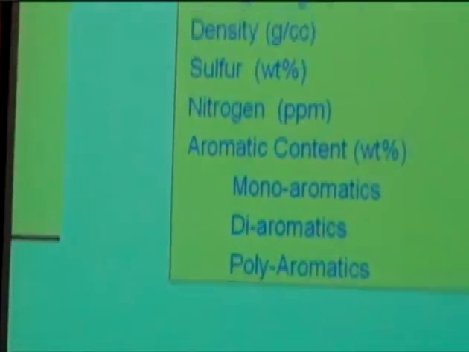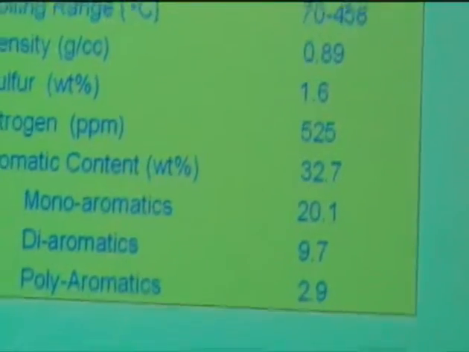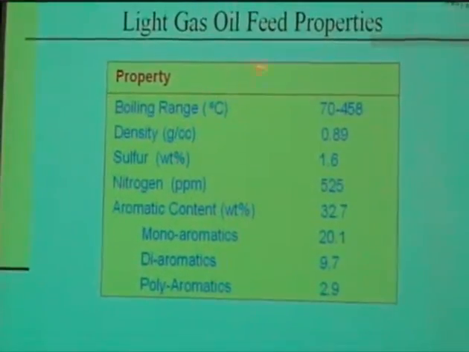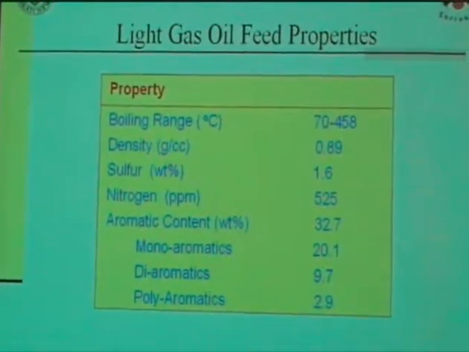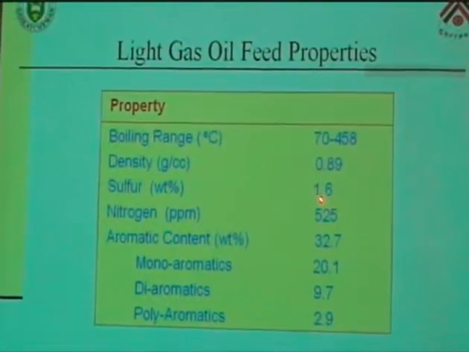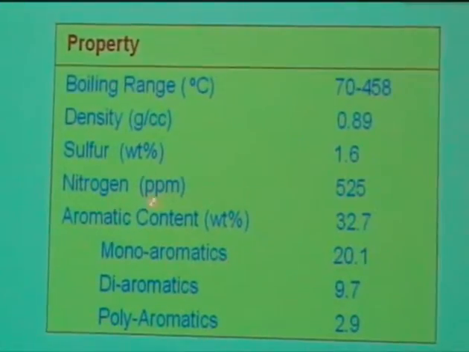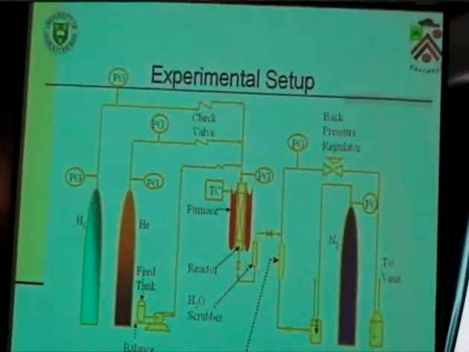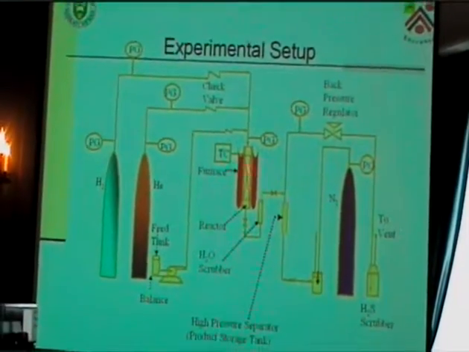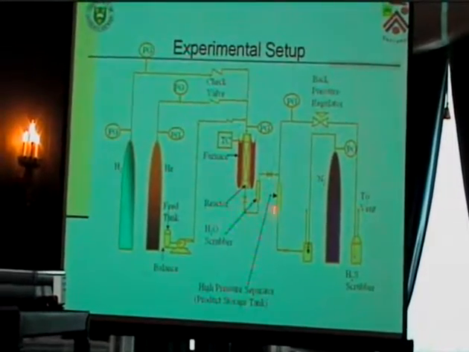Then the catalyst was tested for HDS, HDN, and HDA using light gas oil feed from Athabasca bitumen. The sulfur content was about 1.68%, and nitrogen was about 525 parts per million. This is the experimental setup. It was mainly a micro trickle bed reactor, and we used a downflow mode.